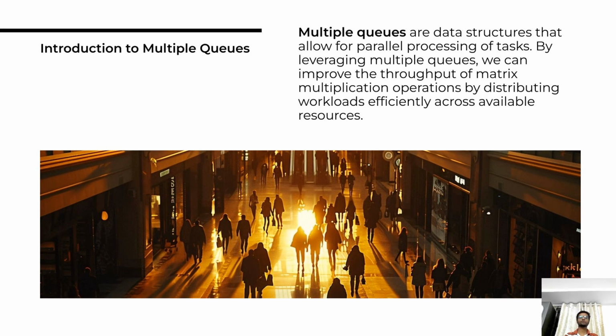Introduction to multiple queues. Multiple queues are a data structure that allows for parallel processing of tasks. By leveraging multiple queues, we can improve the throughput of matrix multiplication operations by distributing workload efficiently across available resources.